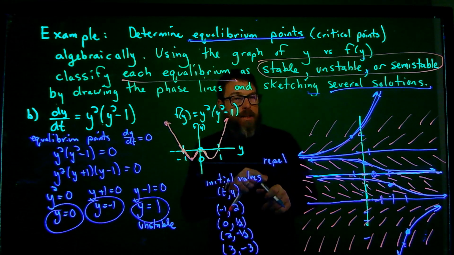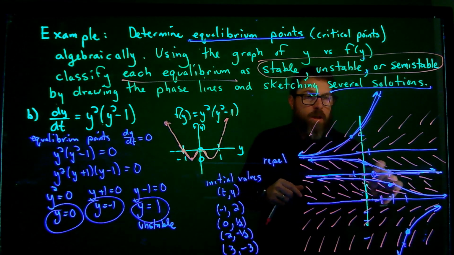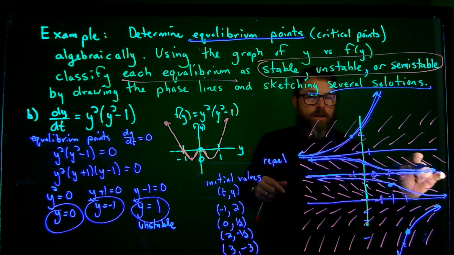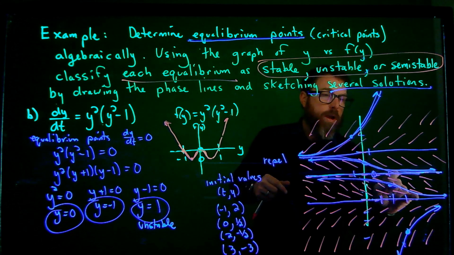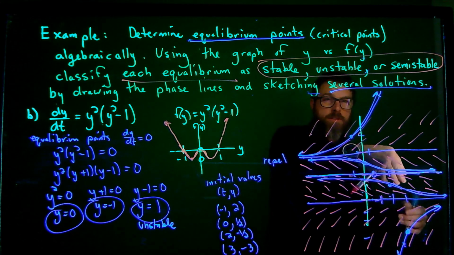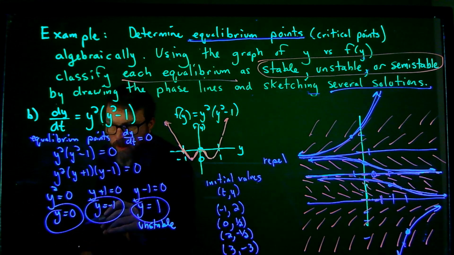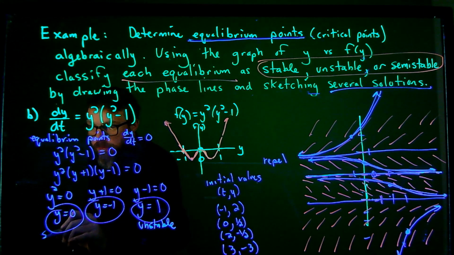How about at 0? How about this one right here? Well, this curve was getting closer to it, so it's attracting there. But unfortunately, this curve is going away from it, so it's repelling. So on top, it's attracting. On bottom, it's repelling, which makes it semi-stable. So y equals 0 is semi-stable.